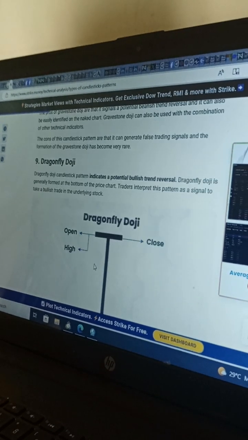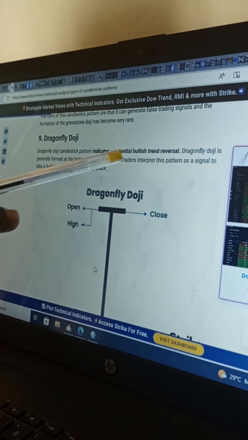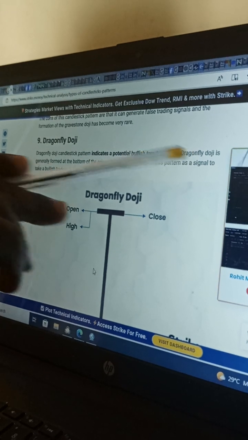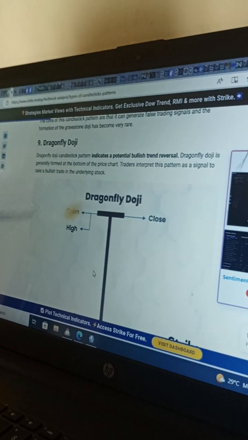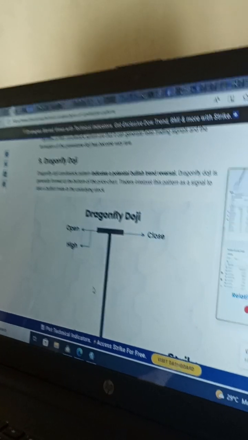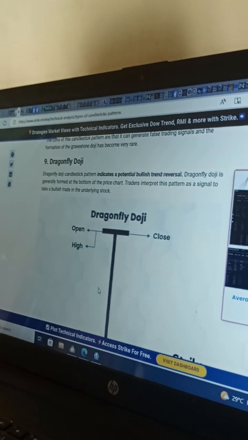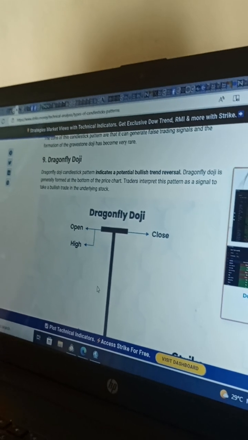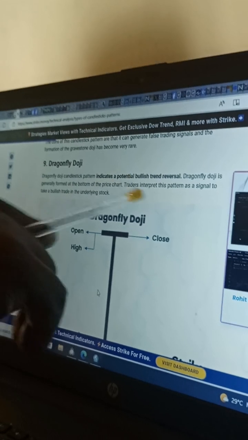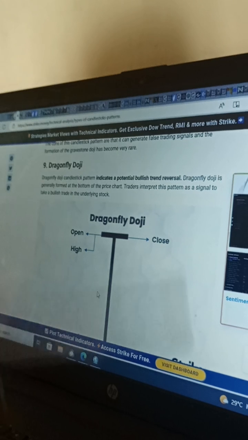Now, this is dragonfly doji. The dragonfly doji candlestick pattern indicates a potential bullish trend reversal. Dragonfly doji is generally formed at the bottom of the price chart. You can see the difference. Gravestone doji is usually formed at the top, but the dragonfly doji is usually formed at the bottom. You can see the difference between gravestone and dragonfly is just inverse. If you invert this one, it will form a gravestone, but this one is T form, and that is what makes it a dragonfly doji. Traders interpret this pattern as a sign to take a bullish trade in the underlying stock.